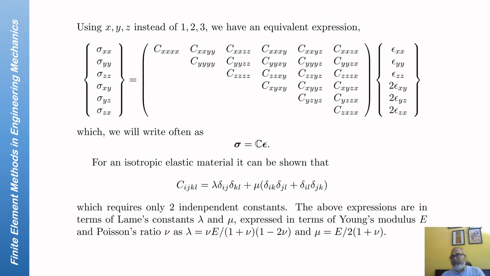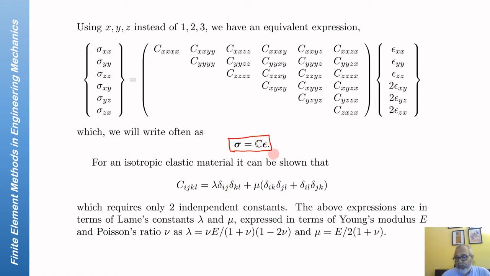Now we sometimes, instead of 1 2 3, use x y z. So 1 2 3 is mapped to x y z, which is easy, and this is what the constitutive equation then becomes, and we write it succinctly as this. Okay, so this is my stiffness.